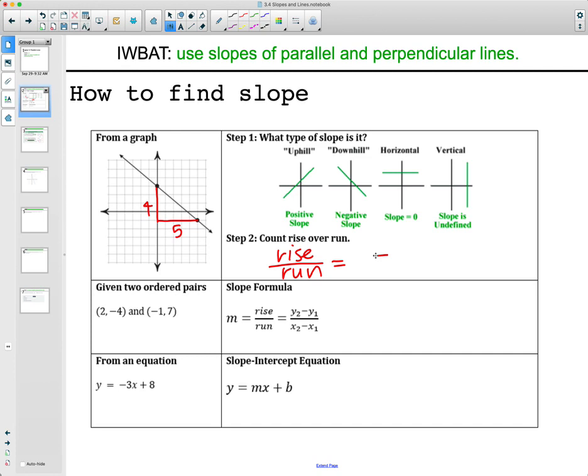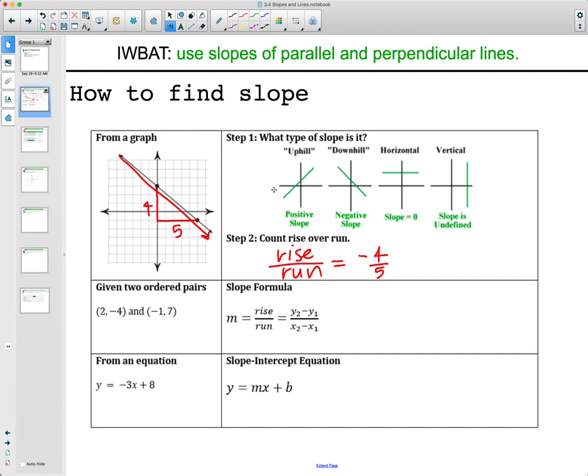And I don't do the rise and the run as positive or negative numbers. I look at the overall slope of the line as positive or negative. So for this one, it is going down, so this would be a negative 4/5 slope. So you always read a graph from left to right.